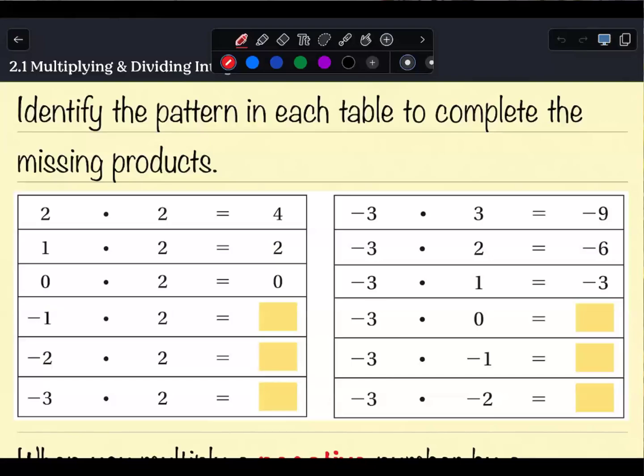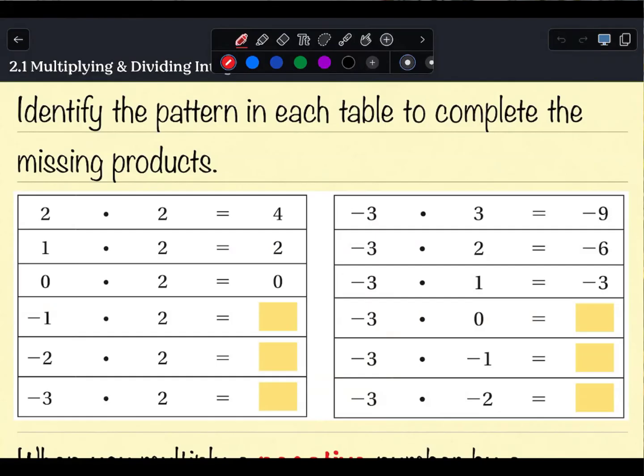Hi, everybody. This is section 2.1, multiplying and dividing integers. I'm going to walk you through these notes with this video, and then you guys will be able to start the homework for today. So we're in chapter 2 now, and chapter 2 is titled Multiplying and Dividing Rational Numbers.